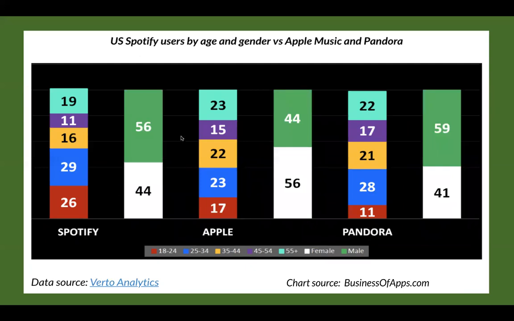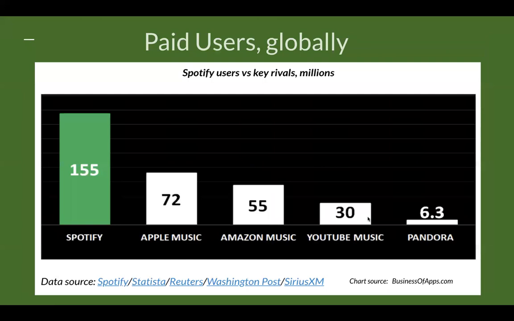And here, this breaks it down by age and gender. I was focusing on the age here specifically since I came at it from the viewpoint of, wow, why is my 15-year-old daughter so interested in this Spotify? But 55% of the Spotify users are 18 to 34, as opposed to 40% for Apple and 39% for Pandora. And in paid users globally, Spotify is crushing their rivals here. They're essentially equaling the total for all the other rivals combined in terms of the number of paid users.